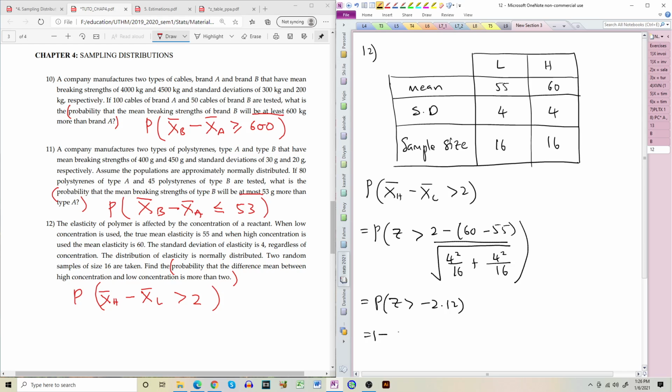If you do this, your answer should be 0.983. Okay, this is the answer for 12. So we have done from 1 till 12, 6 single sample questions and 6 questions for 2 samples, and I hope you guys get the idea how to find the solution for any question related to sampling distribution which is covered in this syllabus.